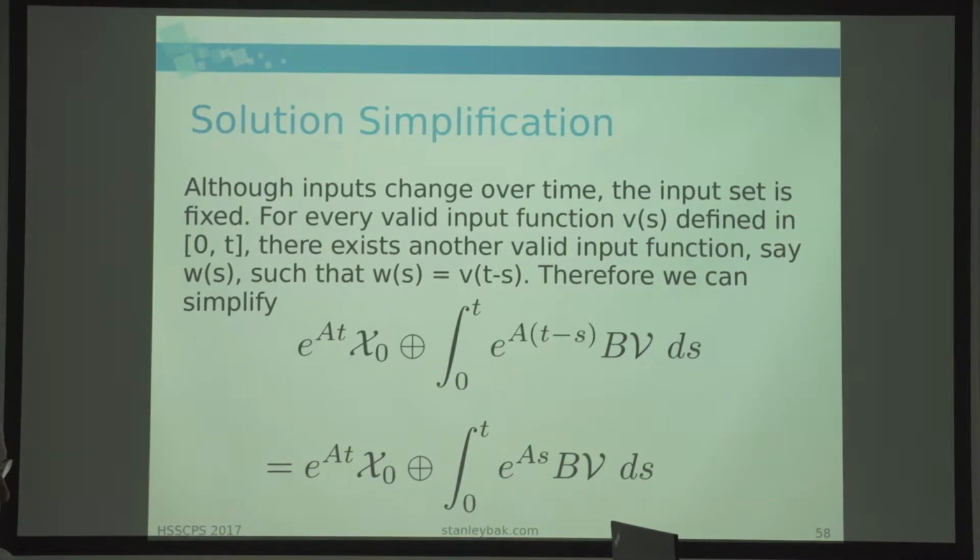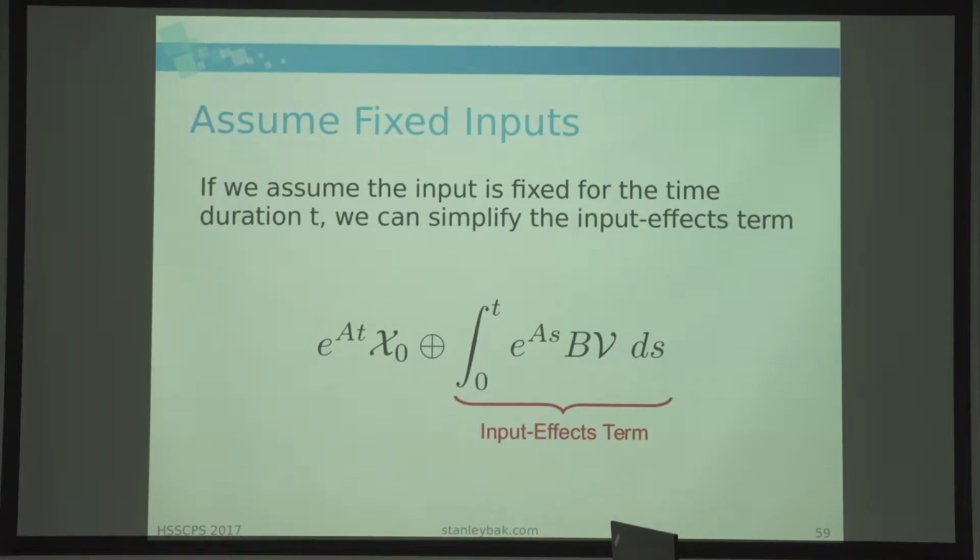So what that allows you to do is get rid of this part here too, because you can simplify this t minus s to just be s, which is what you're integrating, because for every forward function there exists a reverse function. So this is a little bit simpler. There's other things you can do.